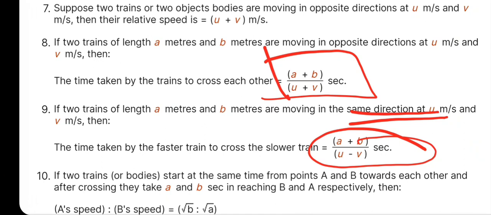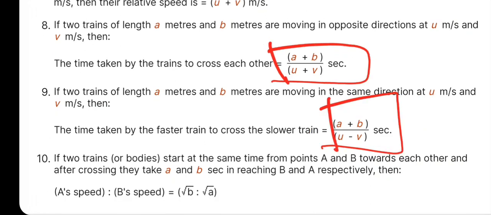If the two trains A and B are moving in opposite directions with u and v meters per second respectively, then the time taken by the trains to cross each other is (a plus b) divided by (u plus v) seconds. And in case of two trains of lengths a and b meters moving in the same direction with u and v velocity respectively, then the time taken by the faster train to cross the slower train is (a plus b) divided by (u minus v) seconds.